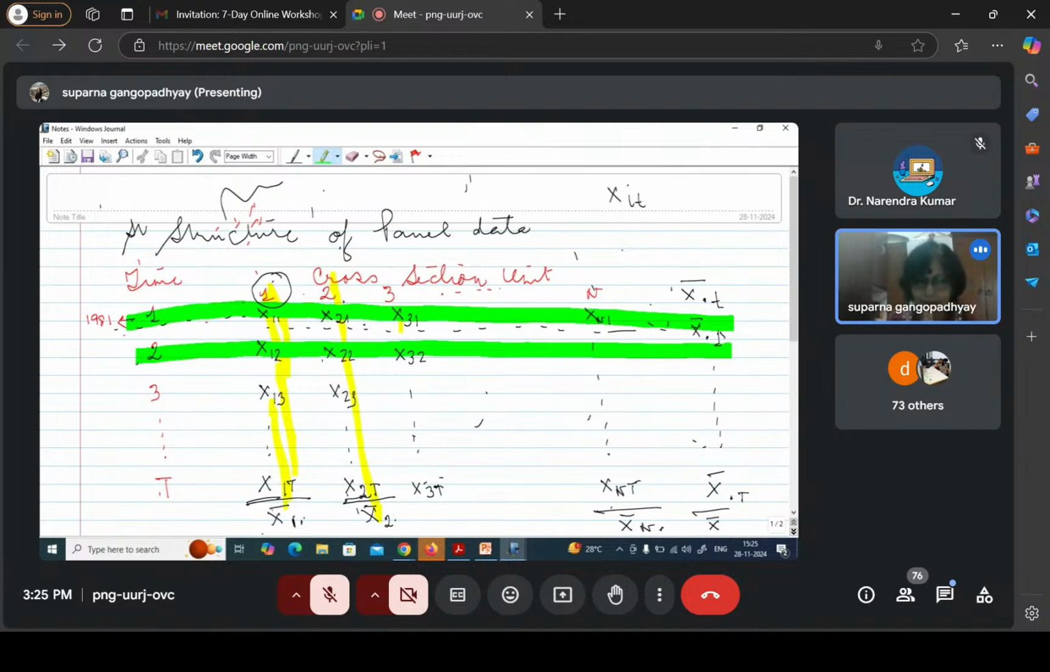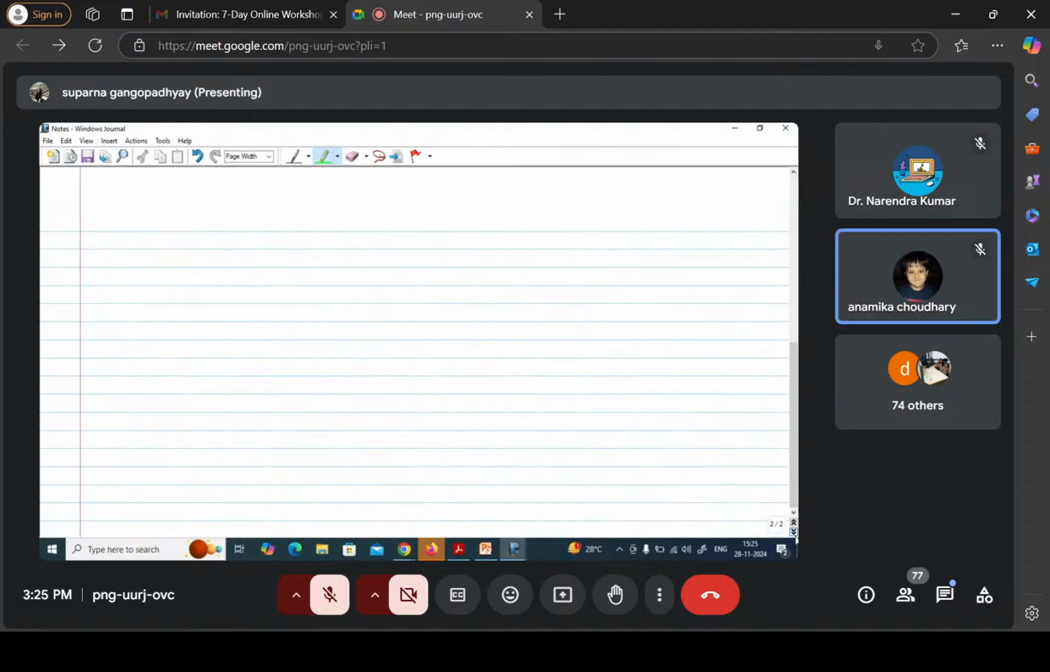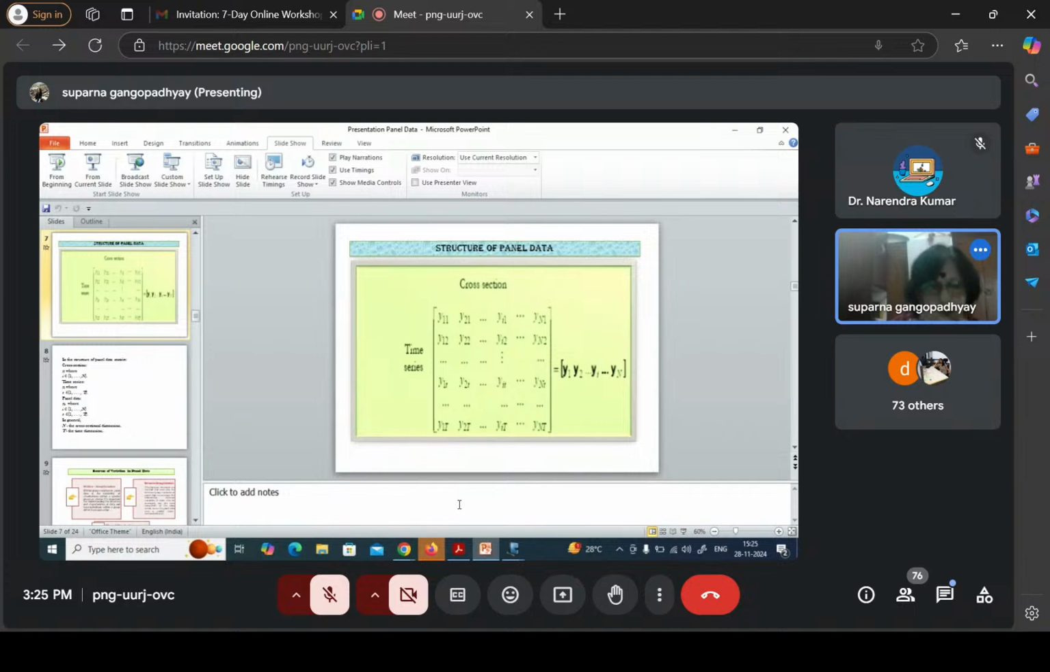This part I think is clear. If not, I will repeat. I don't have any objection. It's clear, ma'am. It's clear. If it is clear, okay, that is the structure.